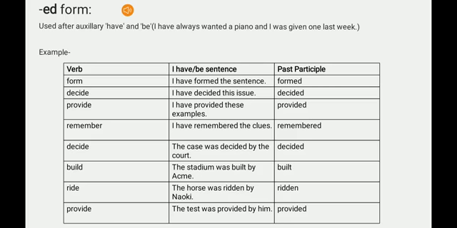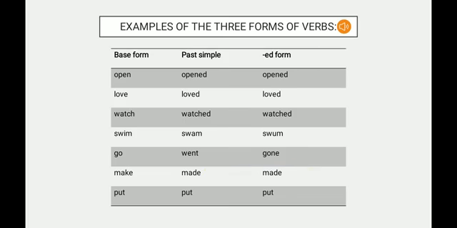Let us take some examples to understand more properly how the 3 forms of verb work. For the 3 forms of verb, we'll take examples. We have divided it into the base form, the past simple, and the ed form. Fine. So let us take the base form first, which is open. Now in the past simple, it will be opened. As I told you, there is nothing new added to it. You just make it into a past simple, which is opened. And then the ed form, it will be opened.